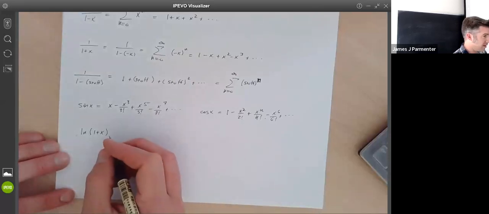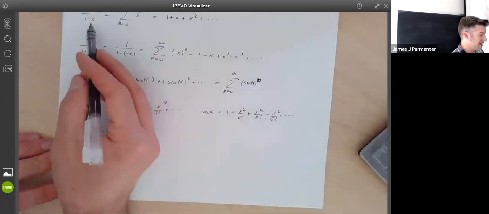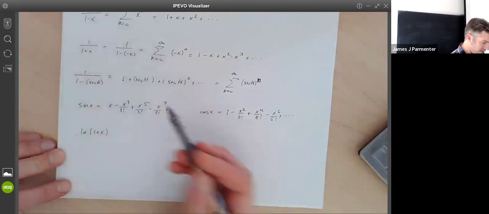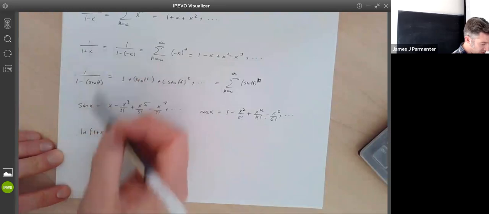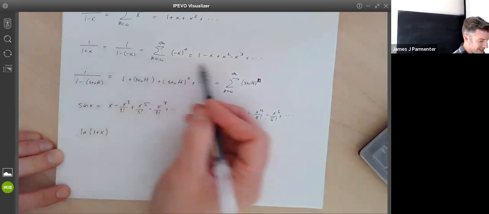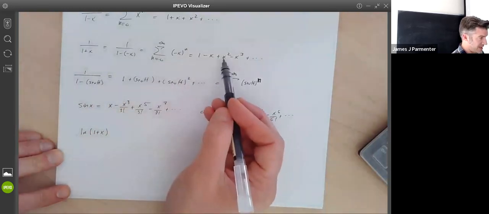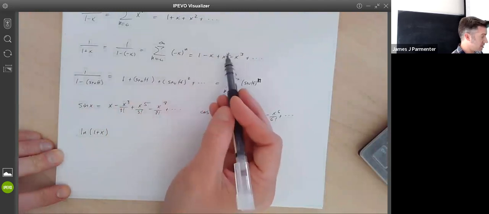I remember that if you take its derivative, you get 1 over 1 plus x. Sorry, 1 over 1 minus x is what I was trying to say there. So the derivative of the natural log of 1 plus x is this, so the natural log of 1 plus x is the antiderivative of this.